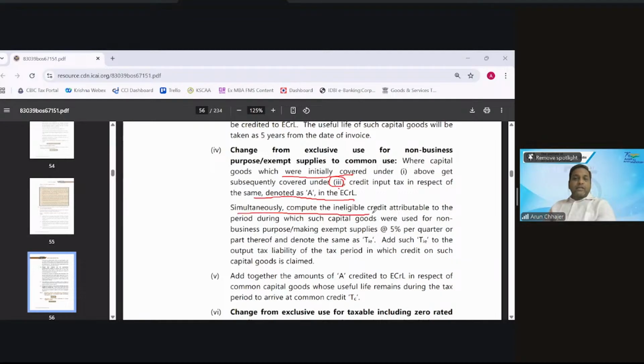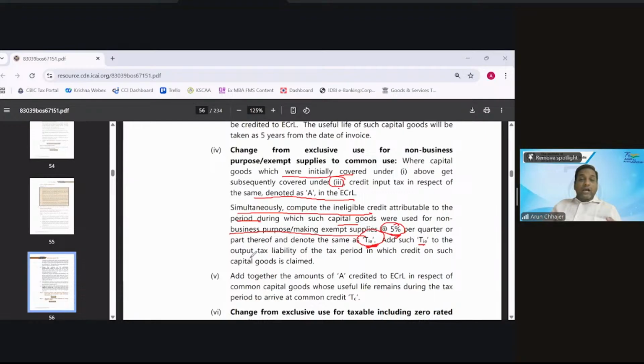Simultaneously, compute the ineligible credit attributable to the period during which such goods were used for business and non-business and exempted supply. That is 5% per quarter, denoted as TIE. Now, the capital goods initially were used for non-business purpose or as exempt supply, and subsequently are used commonly. Then for the initial period, we need to calculate in quarter or part thereof, at the rate of 5%, the equivalent part, which is denoted as TIE, ineligible credit.